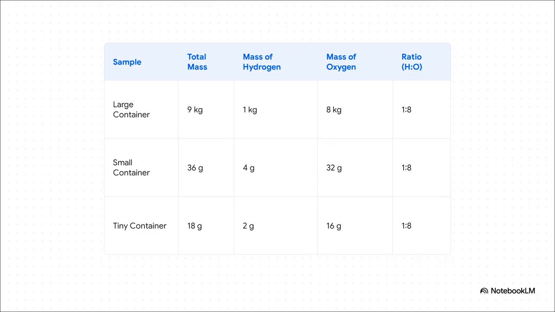Check out this table. No matter how much pure water you have, whether it's 36 grams or 9 kilograms, the mass ratio of hydrogen to oxygen is always 1 to 8.